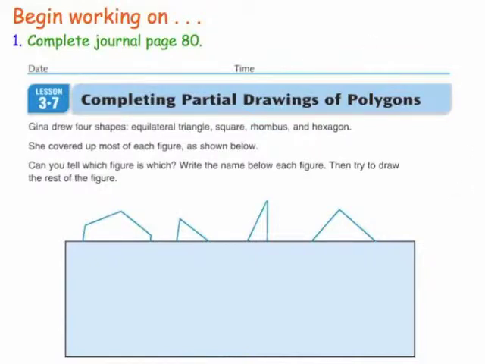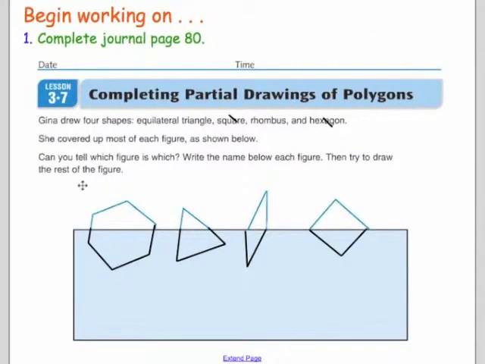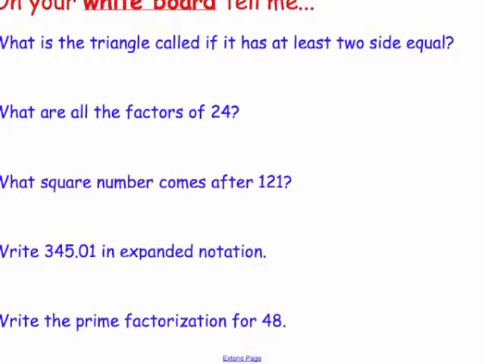All right, hopefully you've done some drawing here. Let's check these out here. Okay, this one right here is going to be your hexagon. Here's an equilateral triangle, a rhombus, and a square. We're going to talk more about those shapes today in just a second.